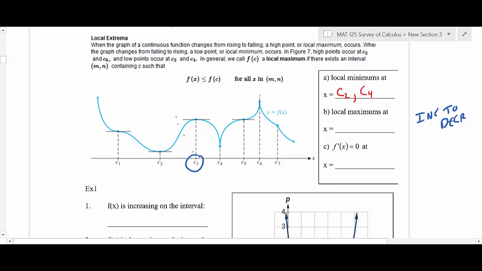C3? So C3 is a good place, so you're increasing. Then you start decreasing when you get to that high point. So C3 would be one. Any other place? C6, good. Okay, any other place?